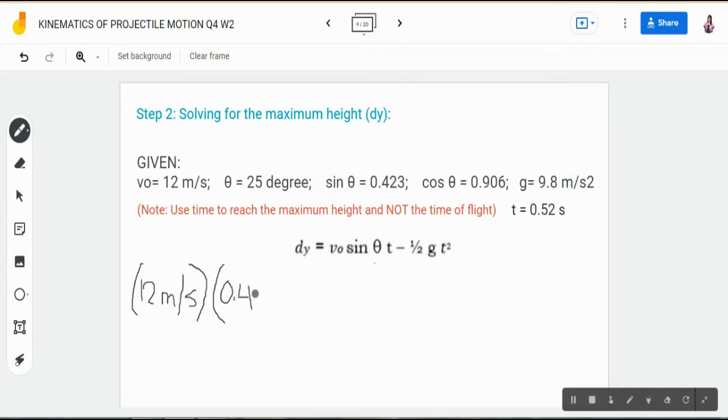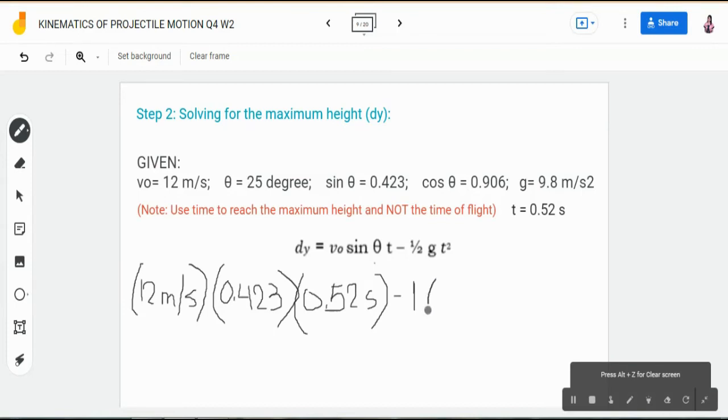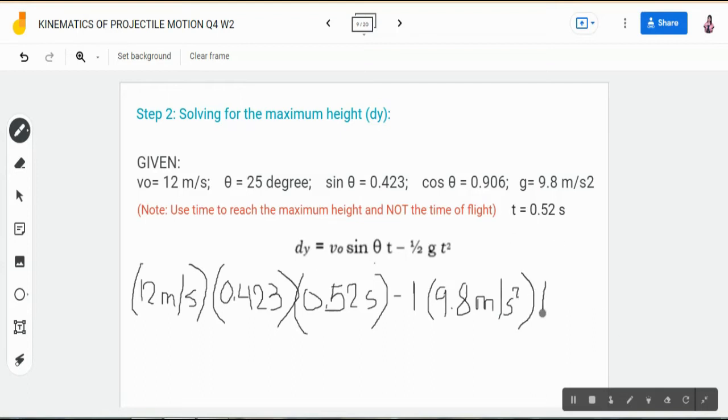0.423. Sorry, medyo mahirap kasi magsulat sa Jamboard. And then yung ating time, which is yung 0.52 seconds. So, minus natin siya. Dito naman sa pangalawa, we have 1 half. Lagay lang natin yung 1, baba natin yung 2 para mas madali. Times natin siya doon sa acceleration due to gravity, which is 9.8 meters per second squared. May squared ito, class, don't forget. And then, times the time, which is itong 0.52 squared.